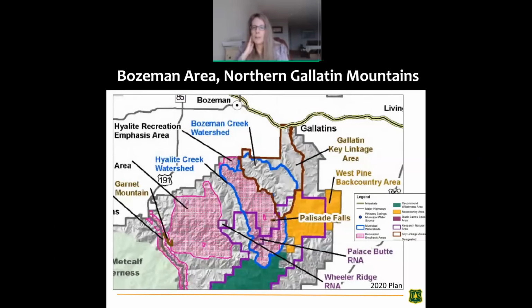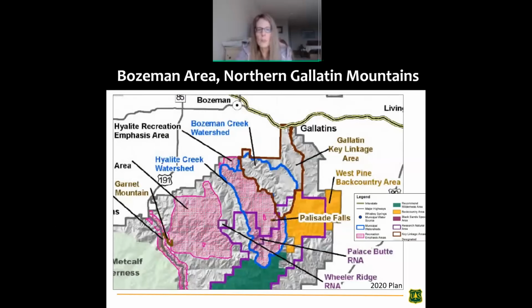The gold is the West Pine Backcountry area, and then to the south we have a recommended wilderness area, and the heavy purple outline is the wilderness study area. And then the heavy brown line is the key linkage area. So you can see that Hyalite is in context with the surrounding lands, and you can see the emphasis in Hyalite relative to the emphasis on the areas around it.